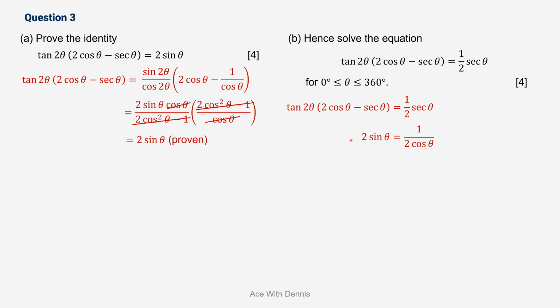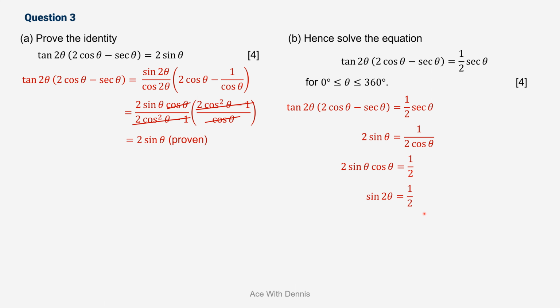Then we change this whole thing to be 2 sine theta because it's already proven these two are equal. So 2 sine theta, and on the right hand side secant theta I change to 1 over cosine theta. So it becomes 1 over 2 cosine theta here. Next, I will move cosine theta to the left hand side. So the left side becomes 2 sine theta cosine theta equals half. And we know that 2 sine theta cosine theta is sine 2 theta. So sine 2 theta equals half.